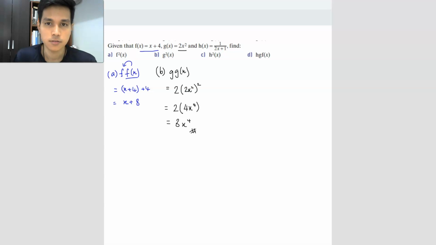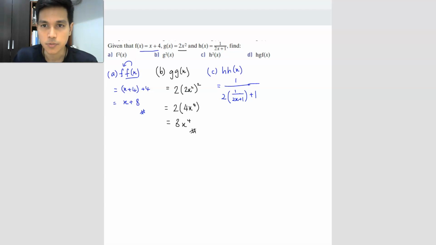Okay, that's how you do that. Okay, question C, h square. So h square will be h double h. So double h. So h is where? Okay, h is this. So I'm going to substitute it back into itself. So it's going to become 2 times 2x, right? So the x will become hx again plus 1. So this one is a bit more complicated.